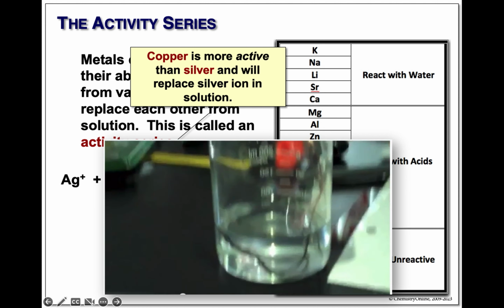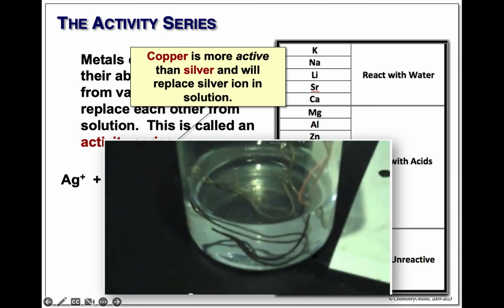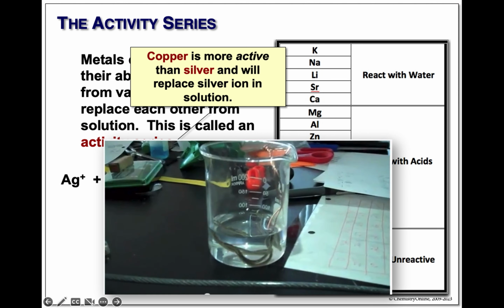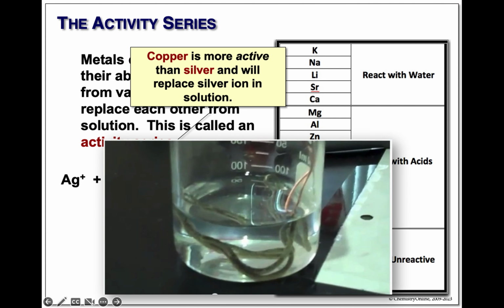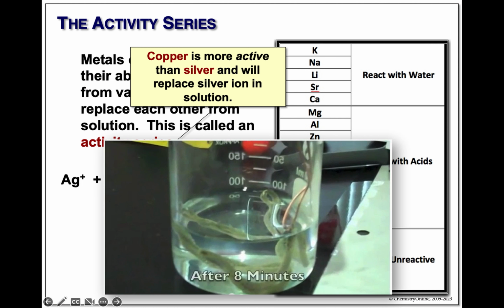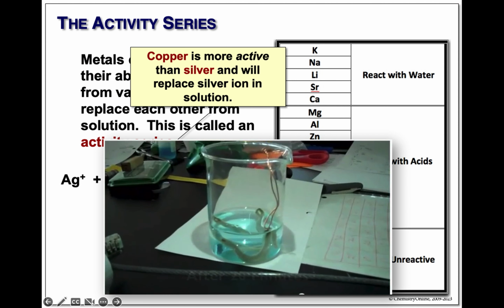Copper metal is what we added, and this is silver nitrate. After a few minutes, our copper metal starts to get really fuzzy. The longer it sits, this is 8 minutes, it gets really fuzzy. After a while, you kind of quit, 20 minutes, lots and lots of fuzz on the copper.